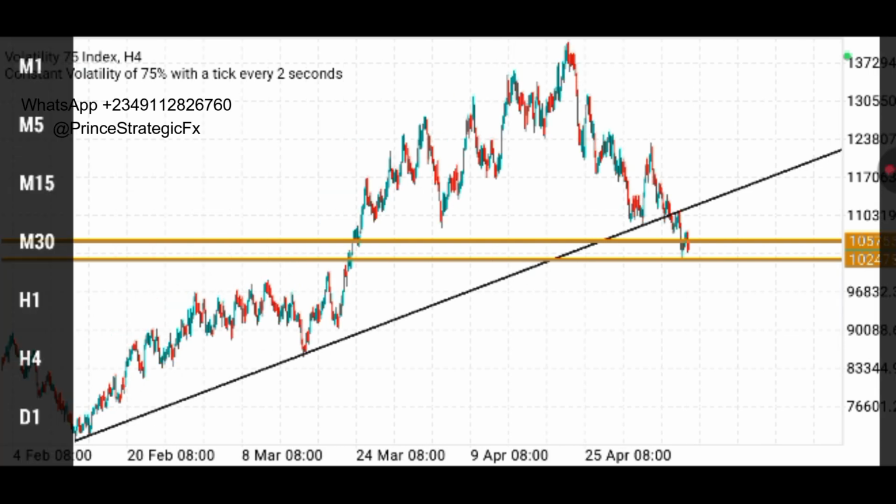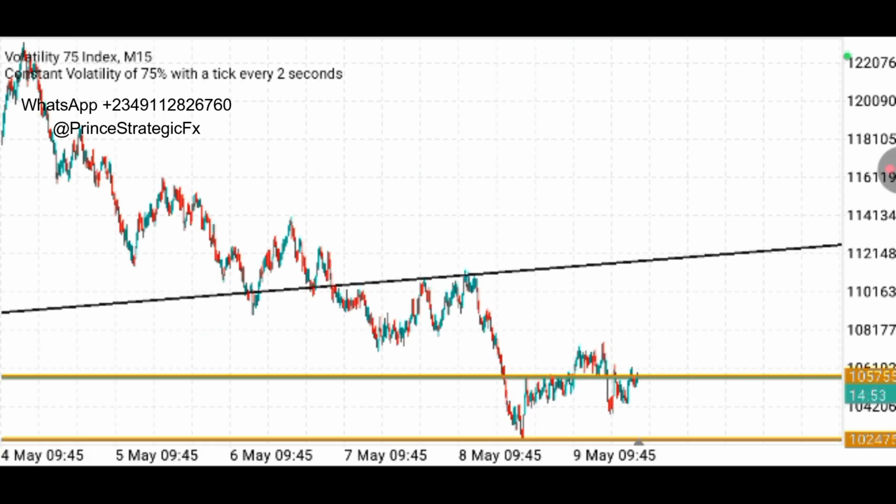Then let's head over to the 15 minutes time frame, because I can't see any other thing here, because what we are looking out for right here and right now is a sell, because we've already gotten a breakout and a retest from a major trend line.